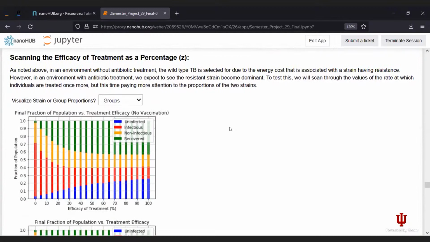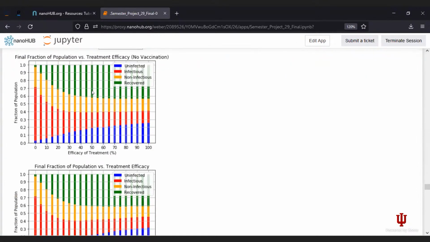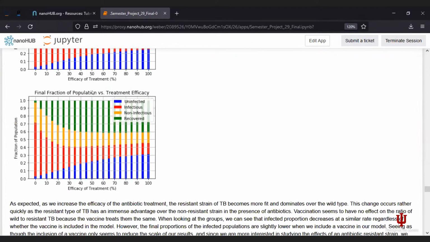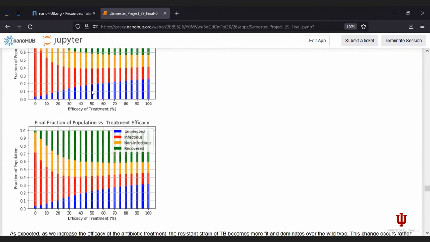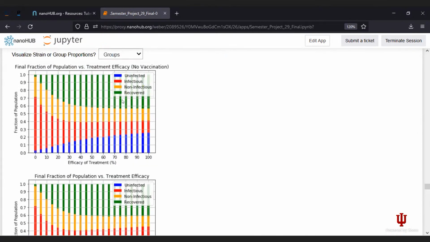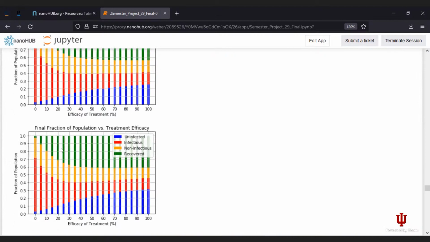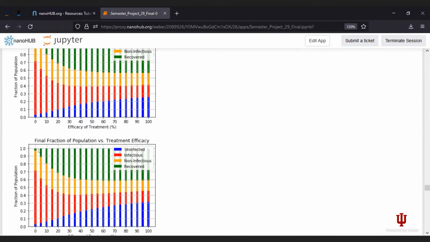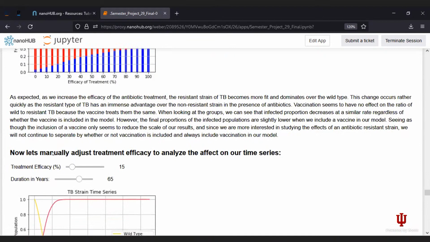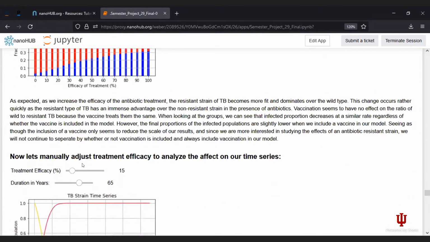So some of the last parameters include the efficacy of the treatment. In this case, it's the vaccine on the antibiotic resistant model. Here they point out that whether you have the vaccine or not, this here is not, and here is a vaccine, really makes no difference. These charts are about the same. So they have the vaccine for the rest of the charts.